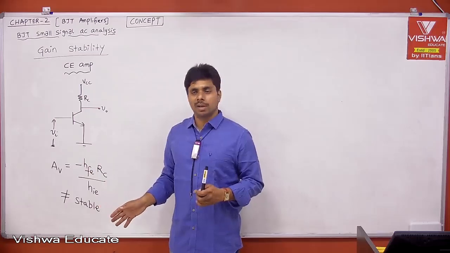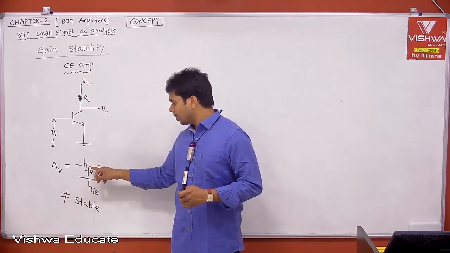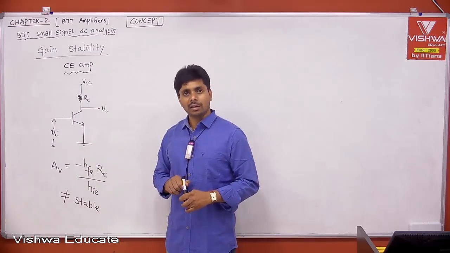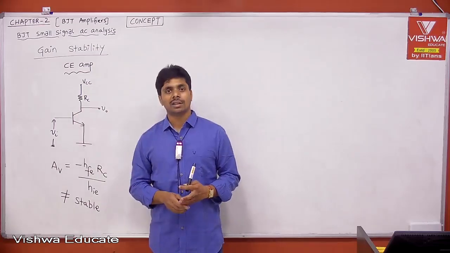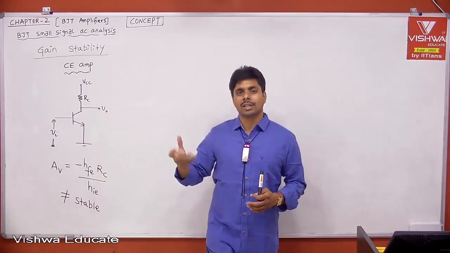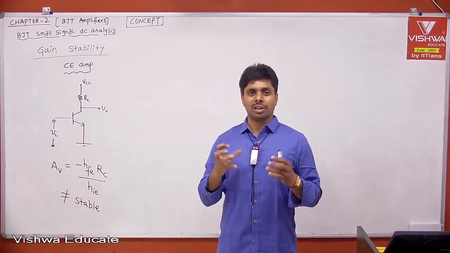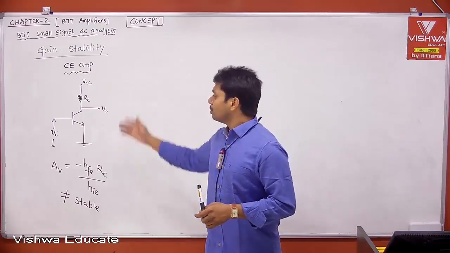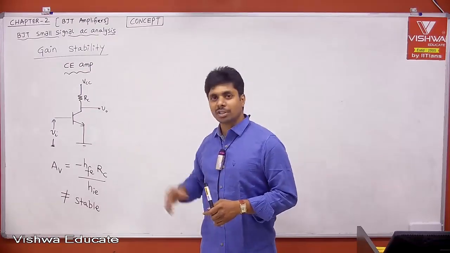That's why gain is not stable. If you can make voltage gain independent of H parameters, then you will get stable gain. That is from the qualitative part. But let me ask you a generic question. How to improve that and how to make the circuit independent of H parameters?